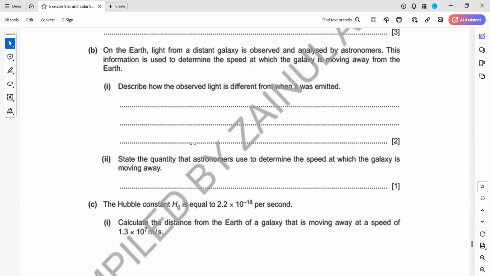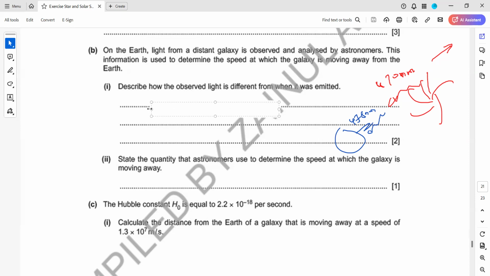On the Earth, the light from a distant galaxy is observed and analyzed by astronomers. This information is used to determine the speed at which the galaxy is moving. How is the observed light different from what is emitted? So say a galaxy is emitting light with a wavelength of, say, 470 nanometers. But because this galaxy is moving away, what will happen? We'll have a redshift. So when we observe this light on the Earth, it won't be the same as 470. On Earth, it might be 478 nanometers. So there will be an increase in wavelength from the distant galaxy, which shows that this galaxy is moving away. Or we'll observe a longer wavelength from the galaxy, or the wavelength shifted towards the red end.